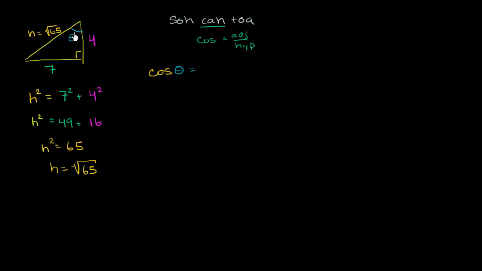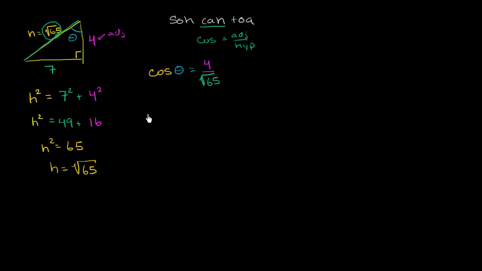So let's look over here. To theta, what side is adjacent? Well, we know that the hypotenuse is this side over here, so it can't be that side. The only other side that's adjacent to it, that isn't the hypotenuse, is this 4. So the adjacent side is literally right next to the angle. It's one of the sides that forms the angle. It's 4 over the hypotenuse. The hypotenuse, we already know, is the square root of 65. So it's 4 over the square root of 65.